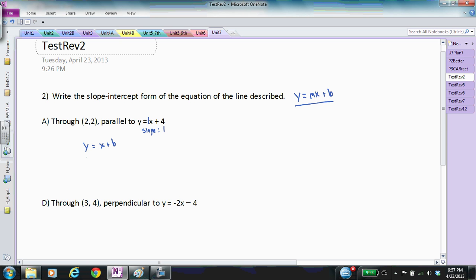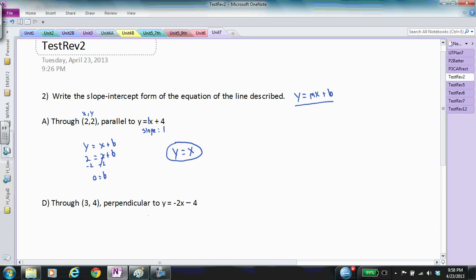Now, I know this point is x comma y. So 2 goes in for y, 2 goes in for x. I subtract 2 from both sides. I get that 0 equals b. So the equation for the line that's parallel to y equals x plus 4 and goes through the point 2, 2 is just y equals x.